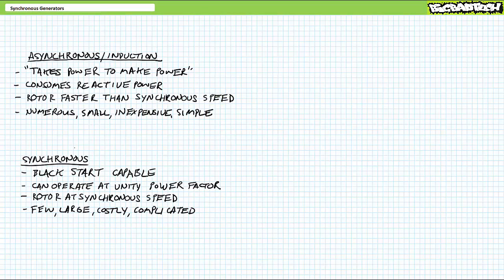Lastly, to make one more subjective distinction between these styles of generators, I should also mention that induction-style generators have a general tendency to be large in number but small in size, principally because they are relatively inexpensive and simple to operate, whereas synchronous generators are few in number but large in size, principally because they are somewhat more costly and complicated to operate. There are obvious exceptions to these sweeping generalities.